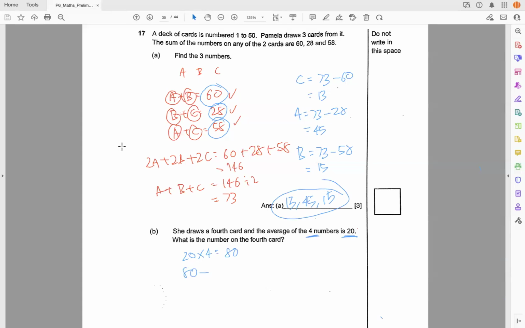So 80 minus away 13, minus away 45, minus away 15. Then you get your 4th card. Let me minus. I think it's 7. Okay, so the answer is 7. Just double check. 80 minus 13 minus 45 minus 15. The answer is 7.